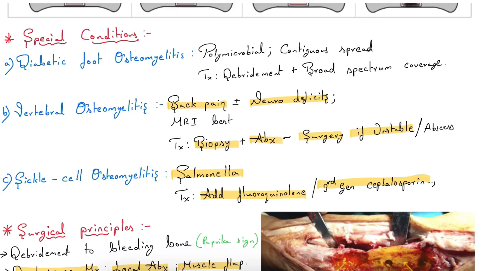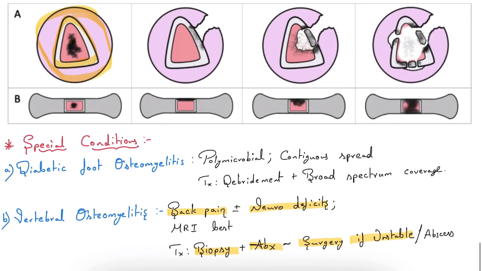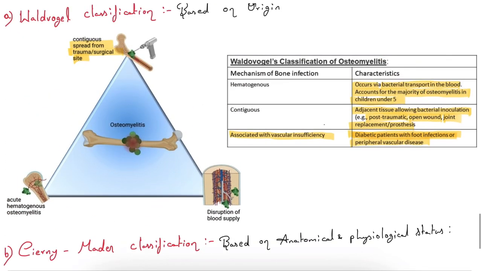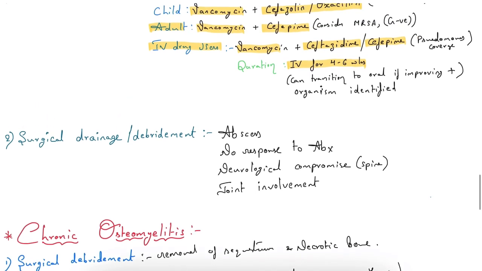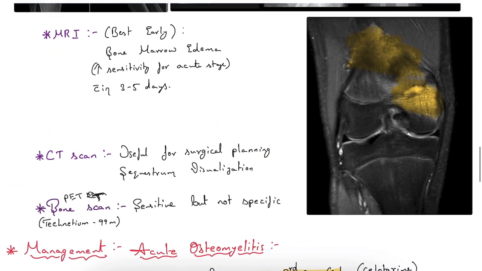Okay, so here I am going to give some tips. For early suspicion, we have to do MRI for diagnosis, and we have to know how to differentiate osteomyelitis, acute and chronic. So these are the things, we covered everything in osteomyelitis.